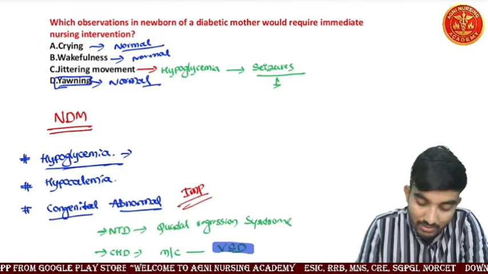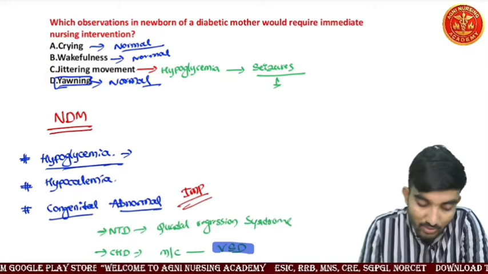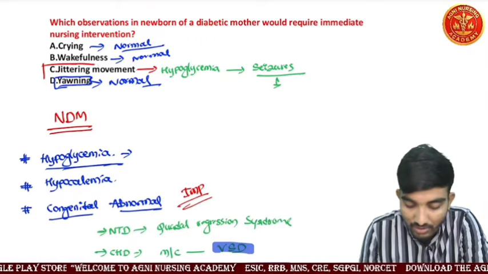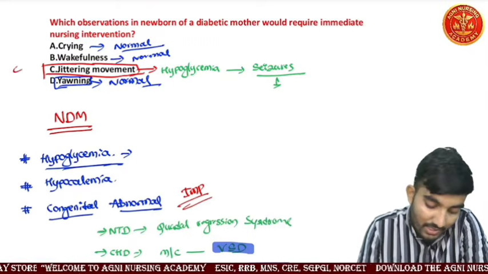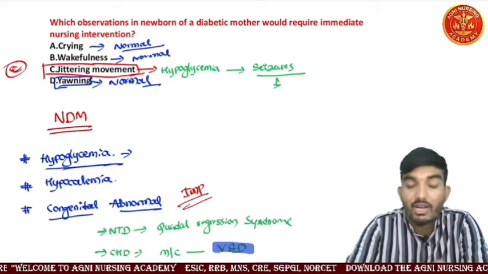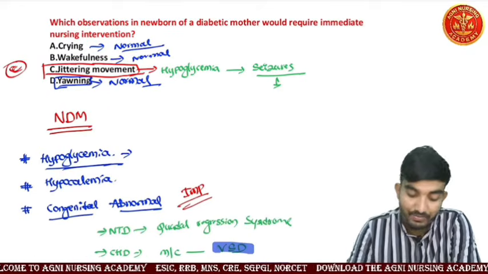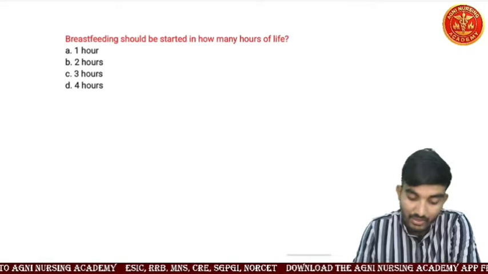The answer for our question is option C. Option C is the correct answer, that is jittery movement. Because of hypoglycemia, jittery movements happen. We'll go to the next question.